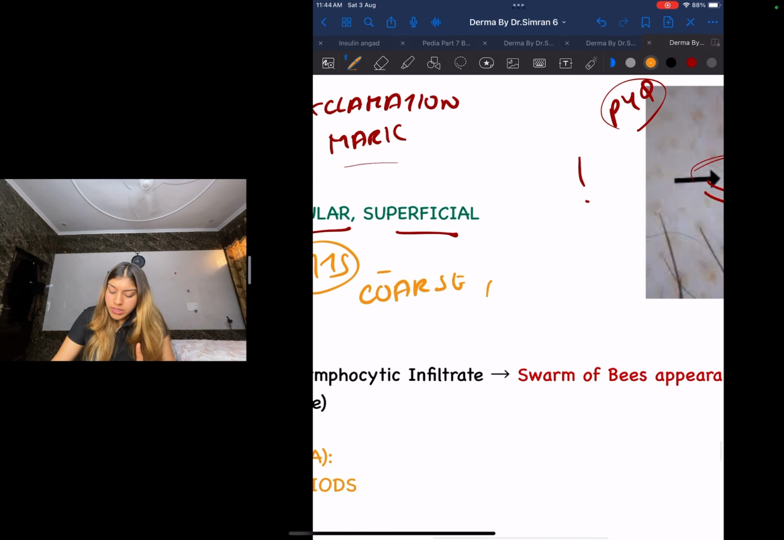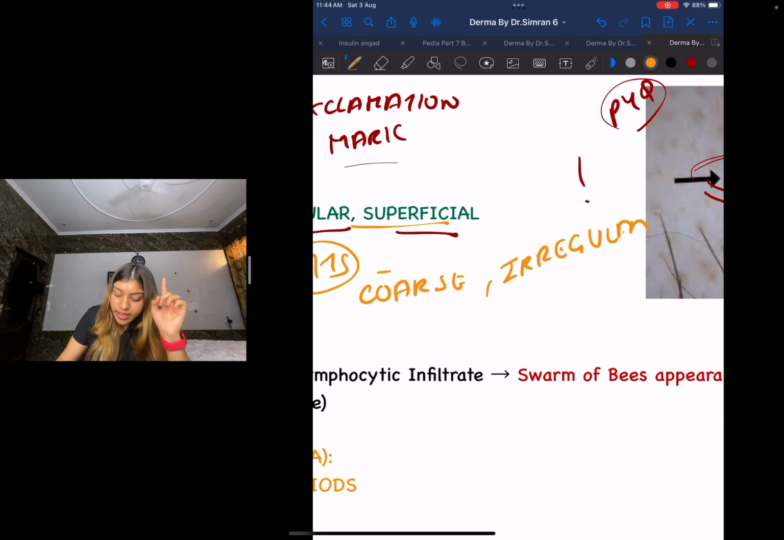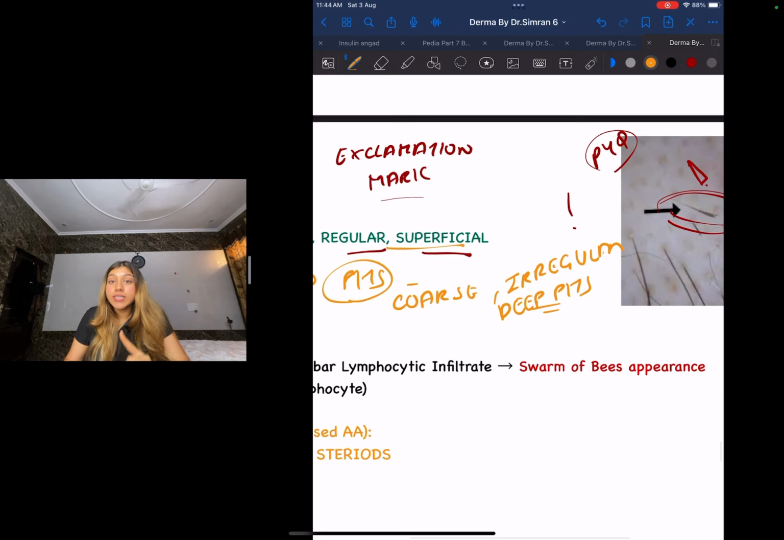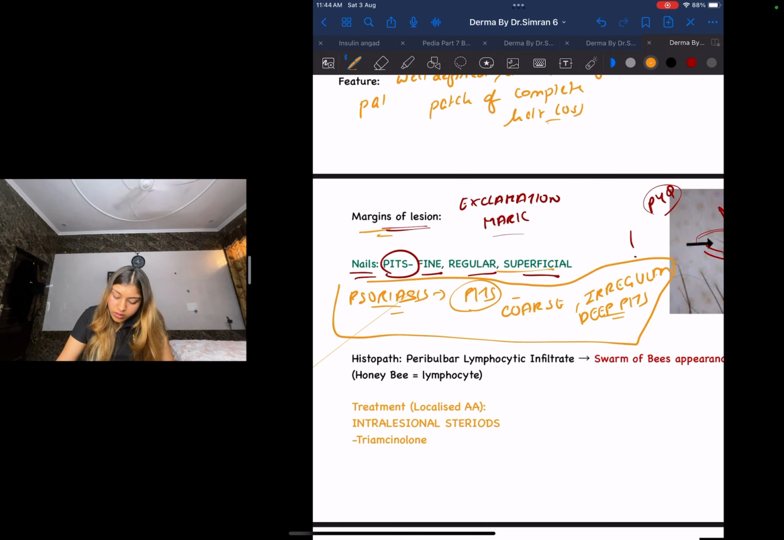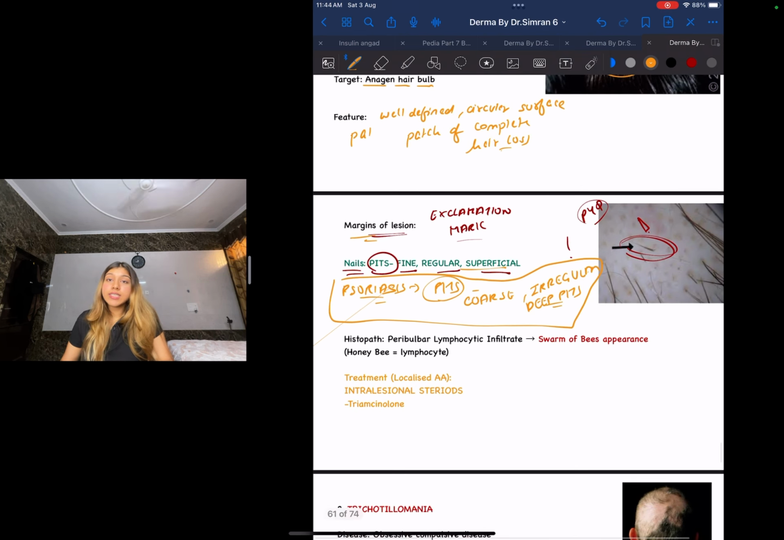In psoriasis you will see irregular. And in alopecia areata, what did we see? It is superficial, but in psoriasis they are deep pits. Understood? You understood now how you have to correlate and study? This is how. This is an extra point, I'm going to put it in a box. This is an extra point.